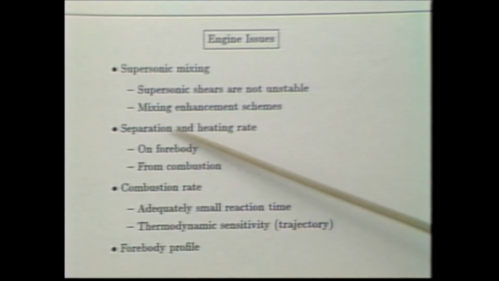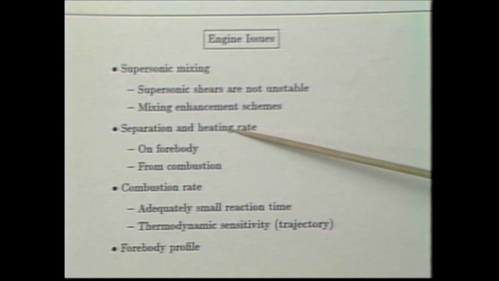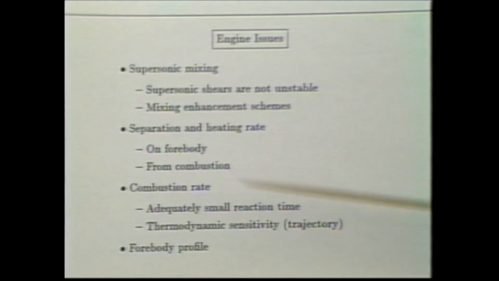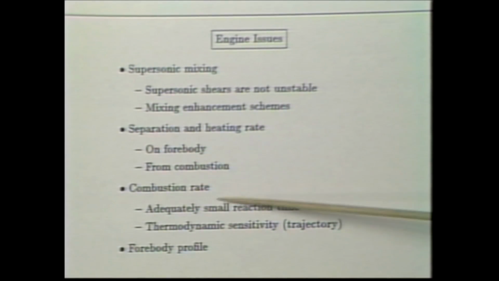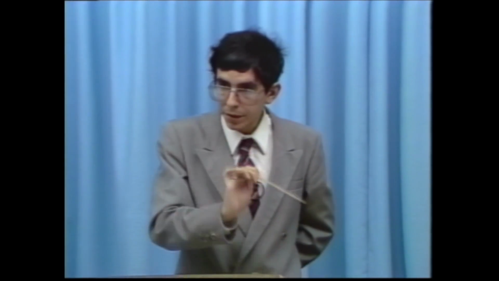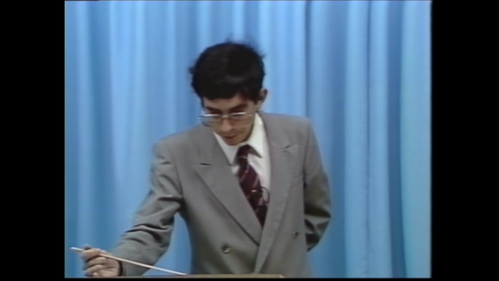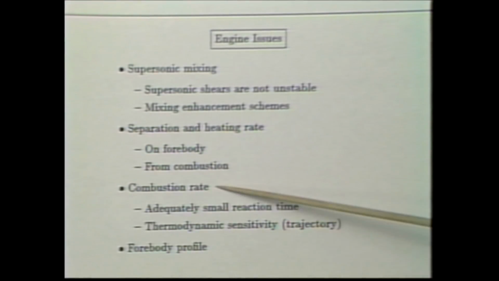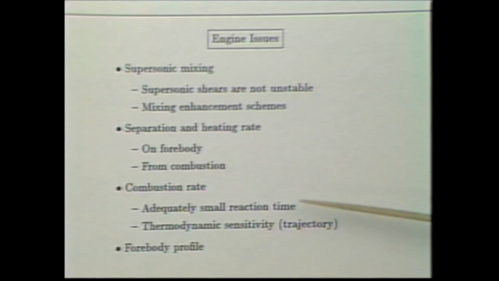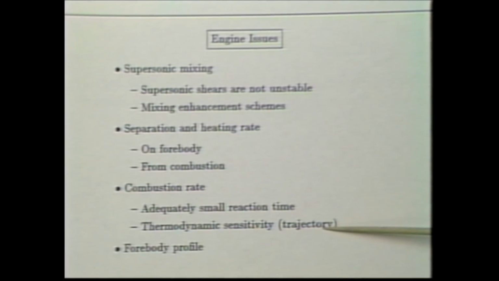Other issues that we have to deal with. If the boundary layer separates, separation and heating rate can be a critical matter. The boundary layer is hot, as we've talked about several times. That can happen on the forebody, and it can be induced by combustion. Right? The boundary layer can provide communication from the combustor to the inlet. And if you're not careful, if you don't design the combustor correctly, you can actually induce separation all the way up on the inlet just through the act of burning fuel in the combustor. You've got to check the combustion rate. I'll hammer that point again. You have to have an adequately small reaction time. And that combustion rate is so sensitive to the thermodynamic properties that the inlet has to provide those correct properties. And that actually puts severe limitations on the trajectory of the vehicle as well.